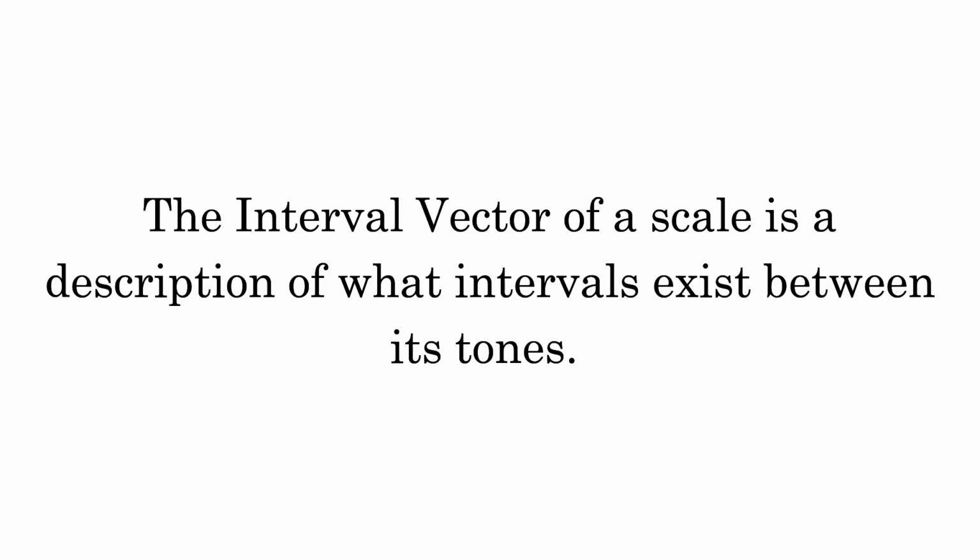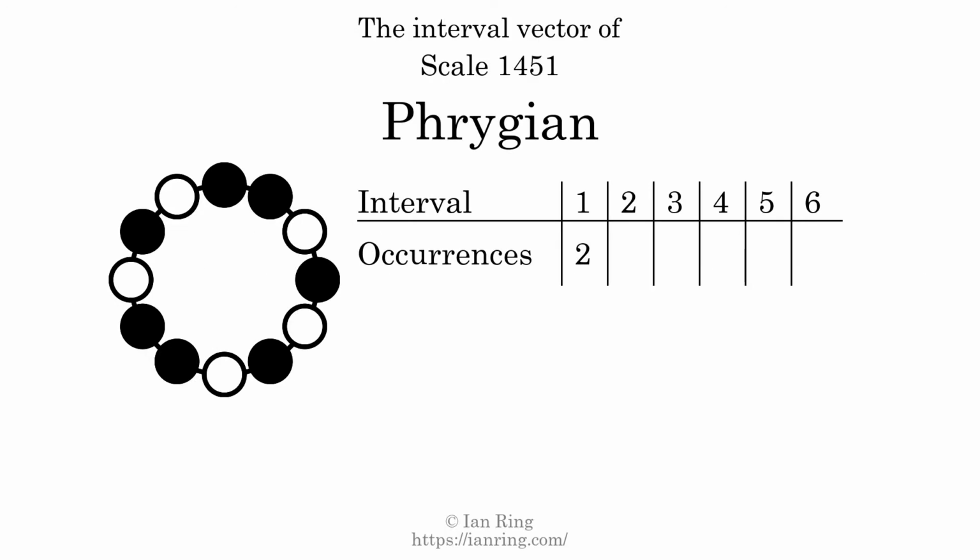The interval vector of a scale is a description of what intervals exist between its tones. There are 2 intervals with a size of 1 semitone. They are here and here. There are 5 intervals with a size of 2 semitones. They are here, here, here, here, and here. There are 4 intervals with a size of 3 semitones. They are here, here, here, and here.